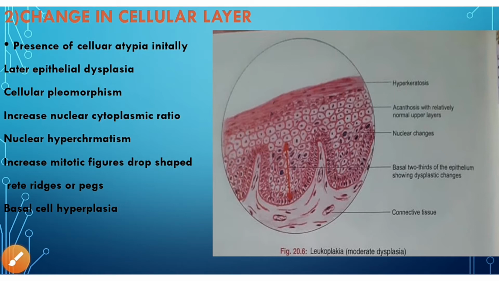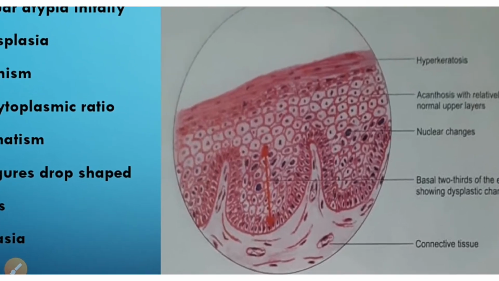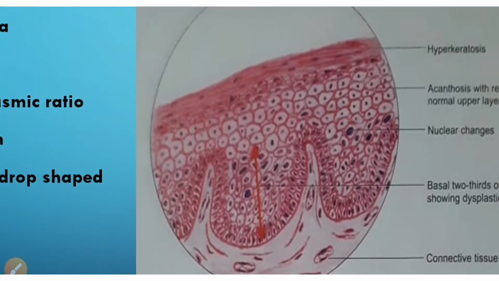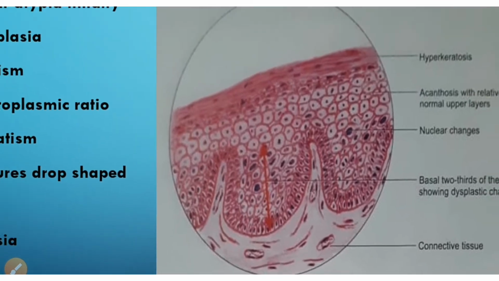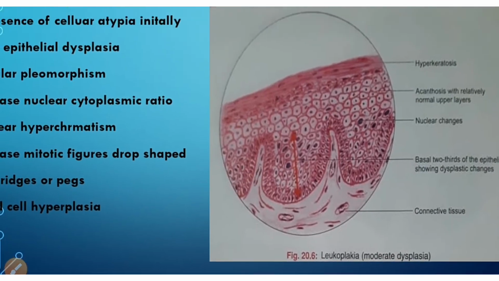Also, there is a change in the cellular layer. Initially there is cellular atypia, so the cells become irregular, and later epithelial dysplasia, where the whole layer of the cells changes. And also there is cellular pleomorphism, meaning the shapes and sizes change. As you can see here in the picture, some of the shapes and sizes are changed from their normal structure. So this is the cellular pleomorphism.